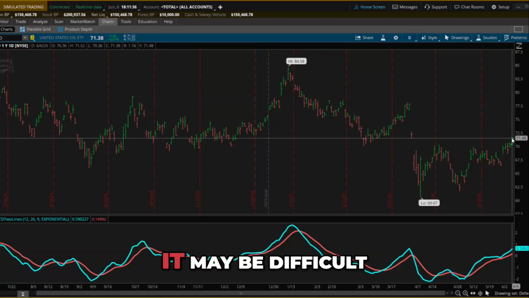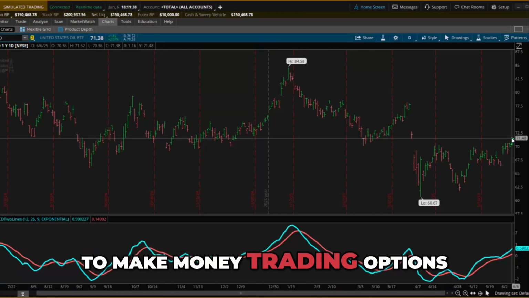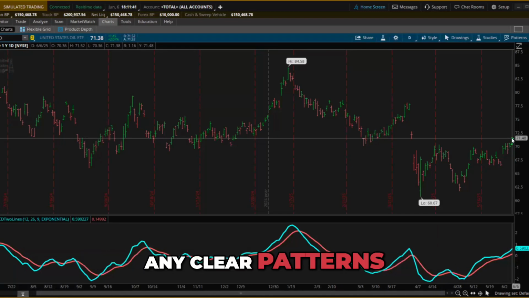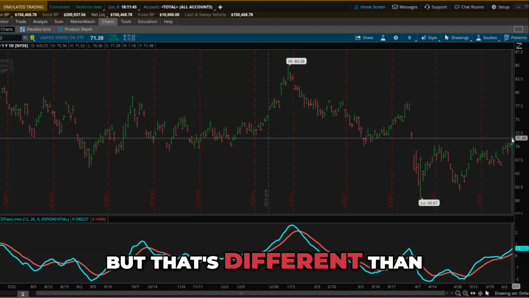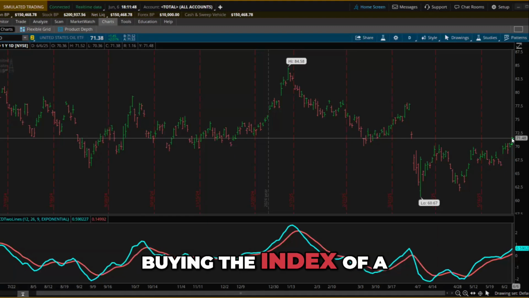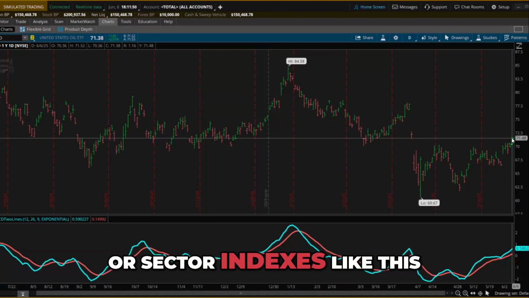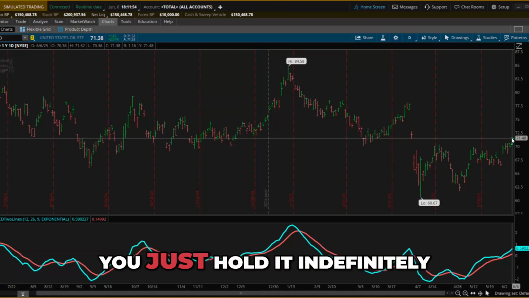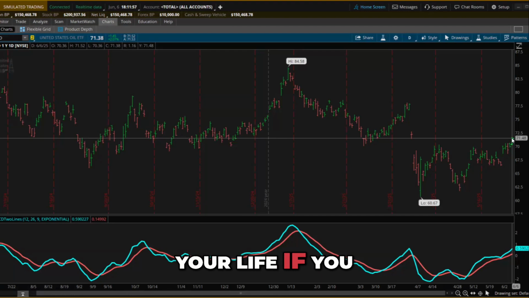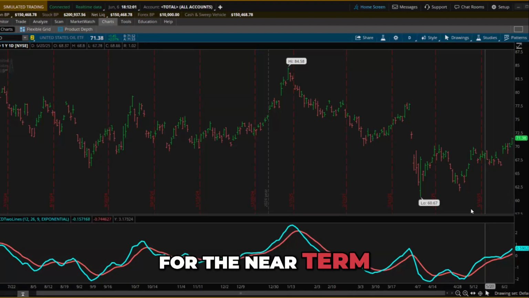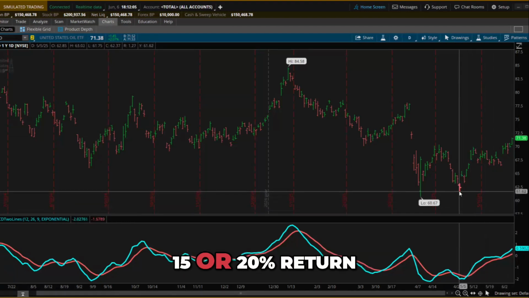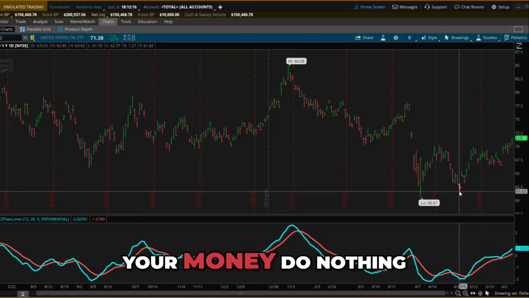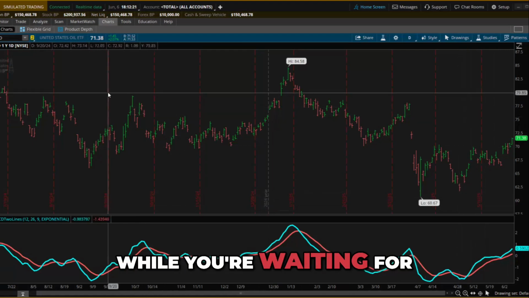You see what I mean? It may be difficult to make money trading options because we don't have any clear patterns for options trading, but that's different than buying the index or sector indexes like this. You can just hold it indefinitely, hold it for the rest of your life if you want to. But for the near term, that is 15 or 20% return on your money. That's what I pay attention to. It's better to make 15 or 20% return on your money in a month than to sit there and watch your money do nothing. See what I'm saying? While you're waiting for a clear pattern.